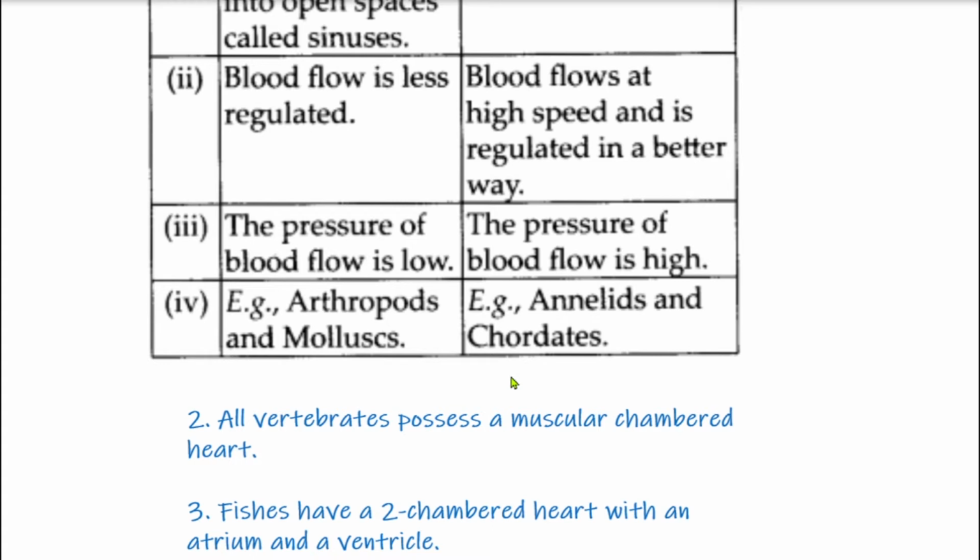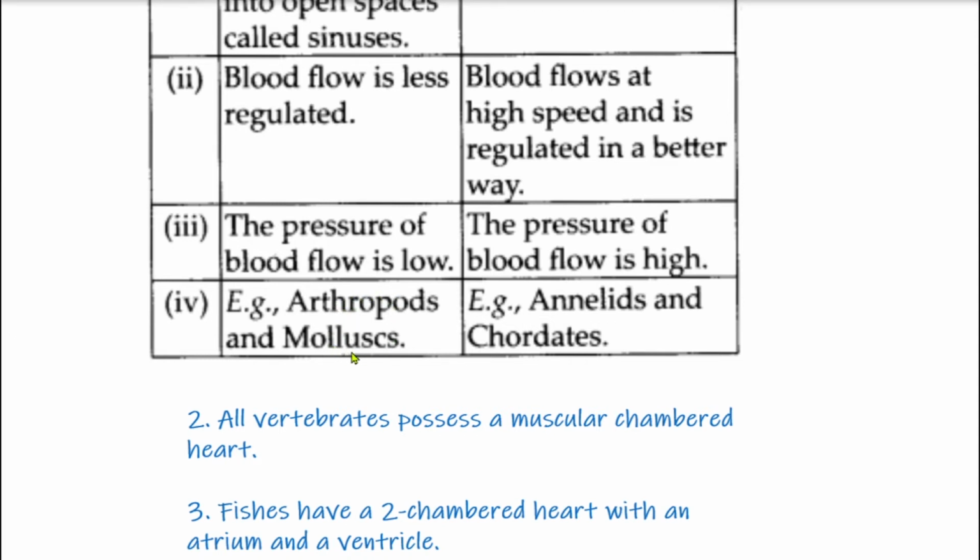Our animal kingdom is divided into two parts. One is invertebrates. Invertebrates are those animals which do not have a vertebral column, and second is vertebrates. Vertebrates are those animals which have a vertebral column. So arthropods and mollusks are invertebrates.